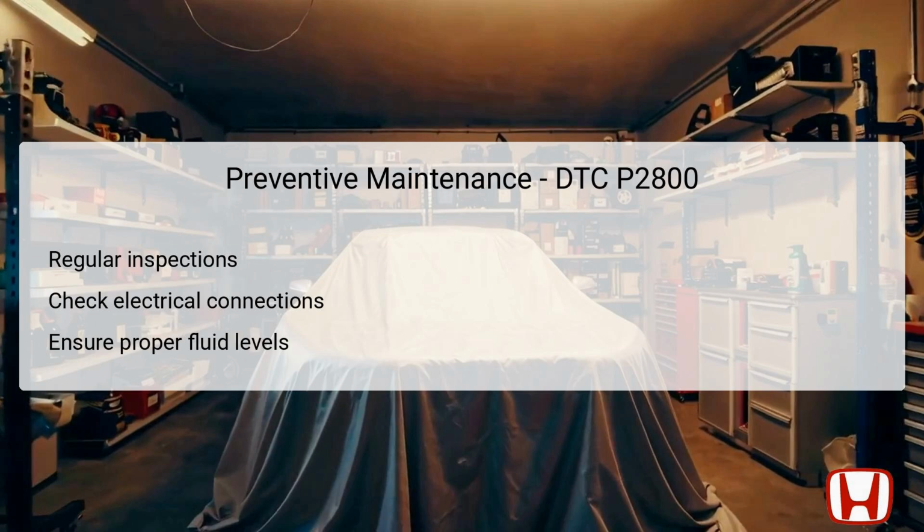Another important aspect of preventive maintenance is ensuring that the transmission fluid levels are adequate and that the fluid is free from contamination. Proper fluid maintenance supports the overall health of the transmission system, reducing the risk of future errors. By implementing these preventive measures, you can help extend the lifespan of crucial components and minimize unexpected breakdowns.